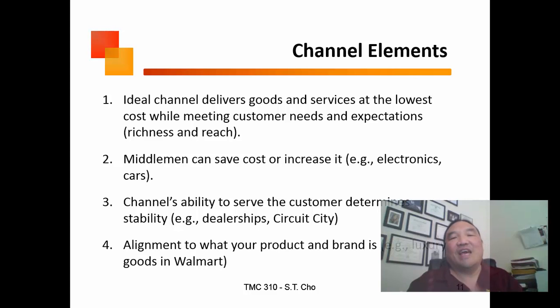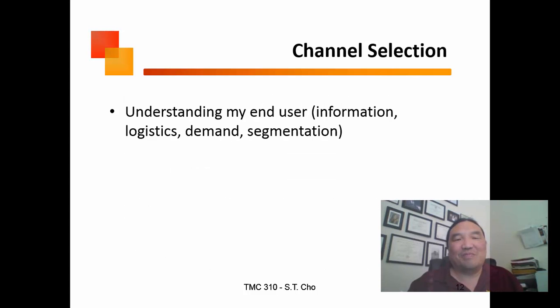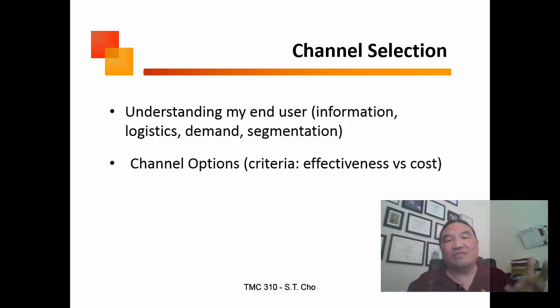And then finally, how do you align your channel according to what your goods are? For example, you don't see too many luxury brands in Walmart. This is why the Nordstroms and companies like that have survived, but the middlemen like Macy's are in a lot of trouble right now.